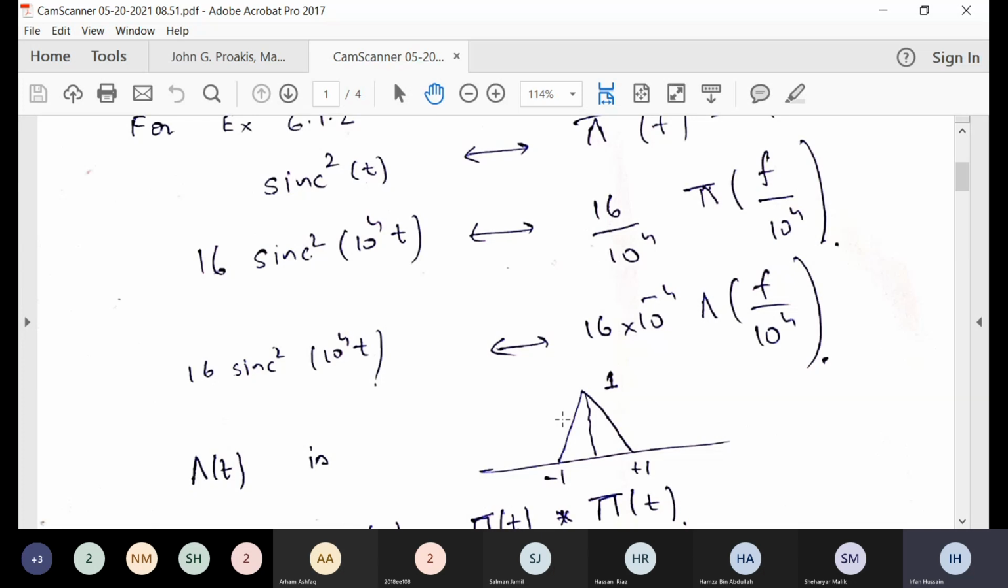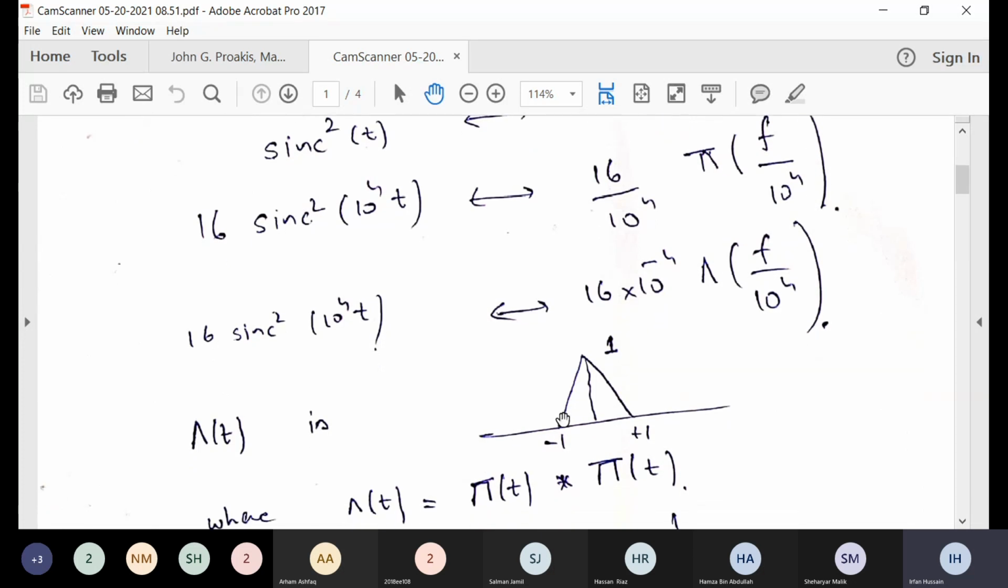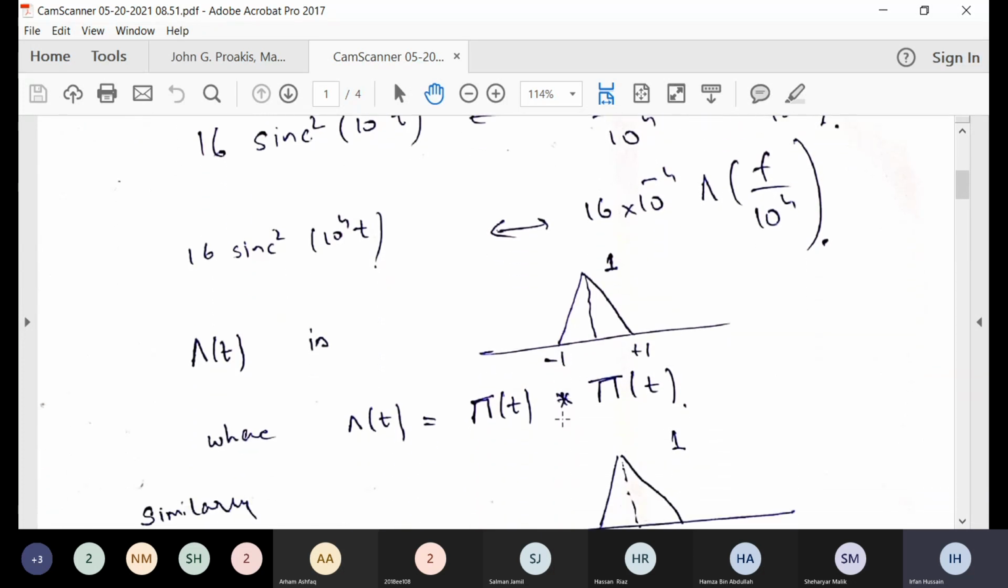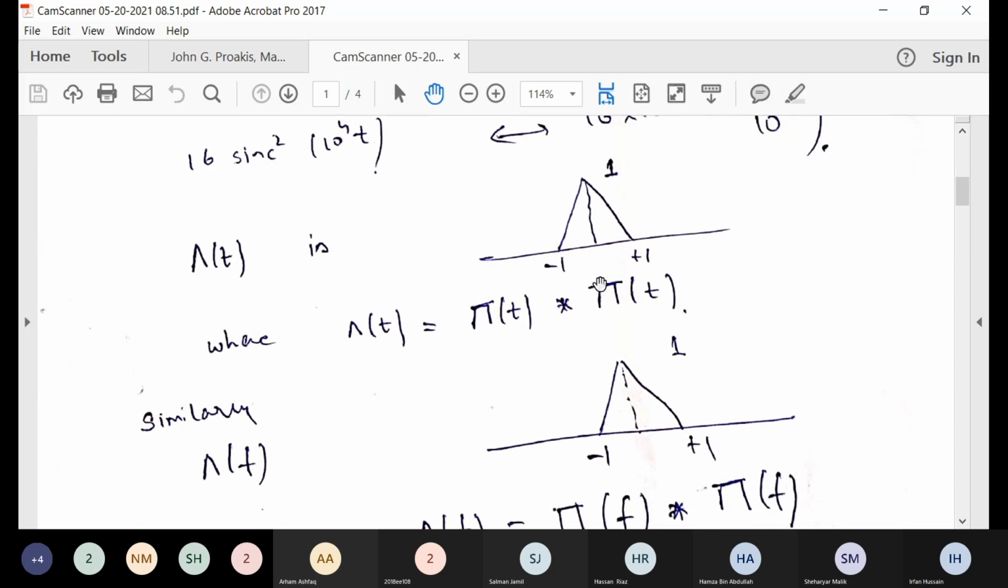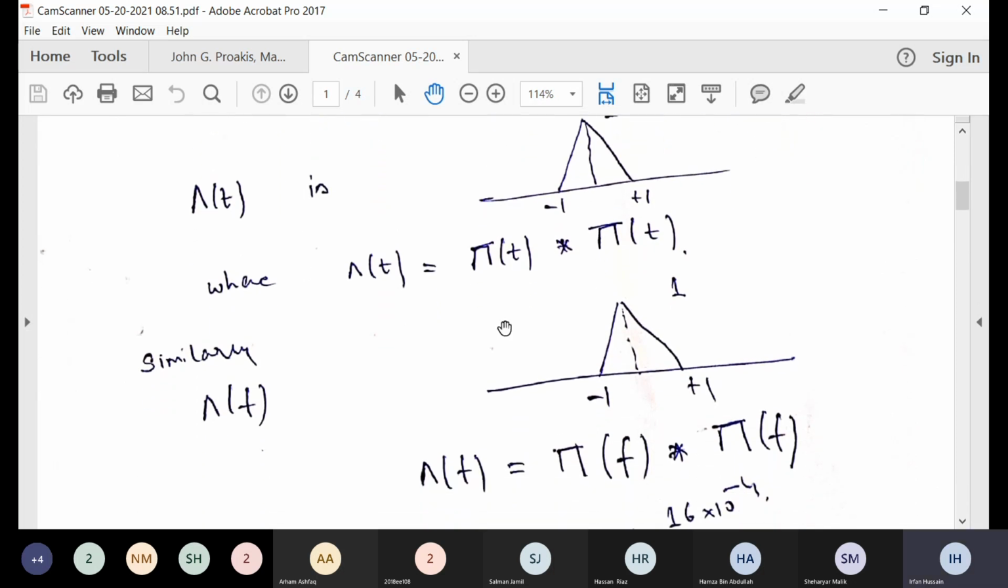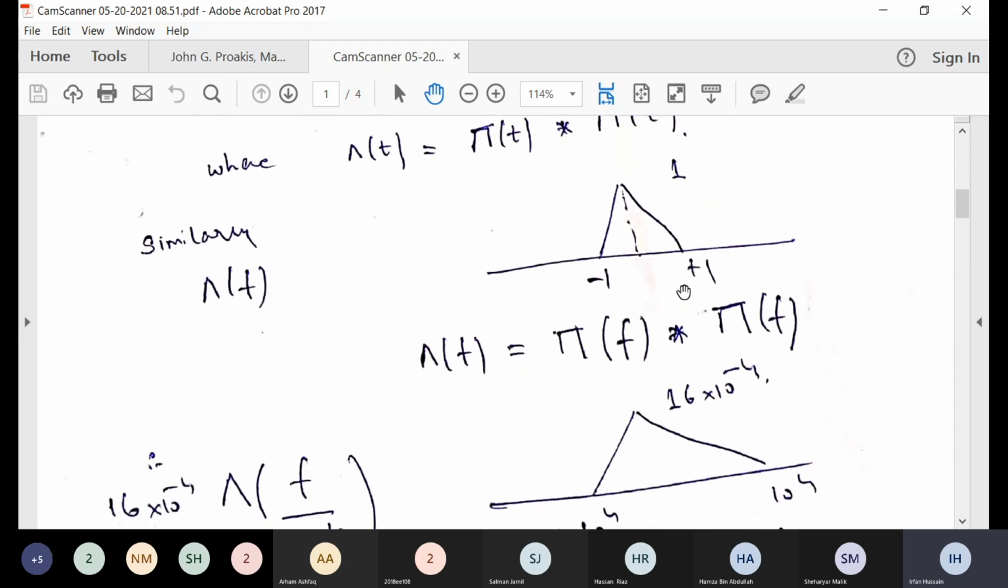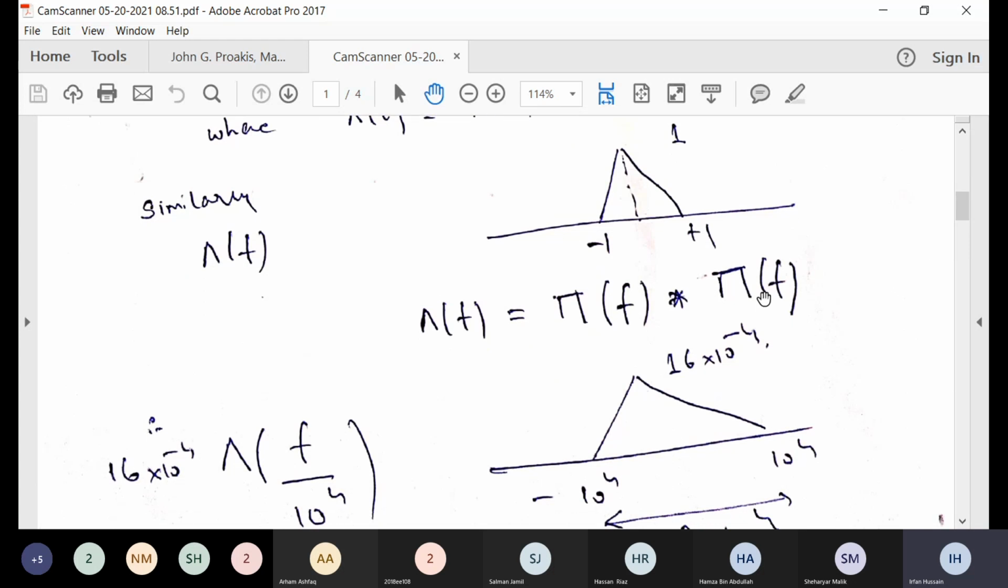Now, what is the shape of this triangle signal? It is given as follows. This is the T domain. It goes from -1 to +1, height is 1. Similarly, in F, triangle of F will again be a triangle from -1 to 1. We know that this triangle is given by the convolution of two rects in F.